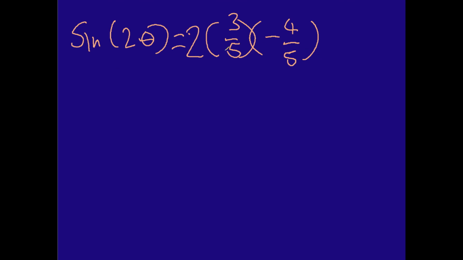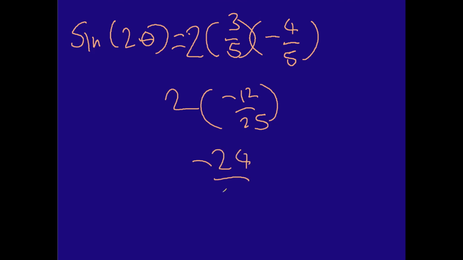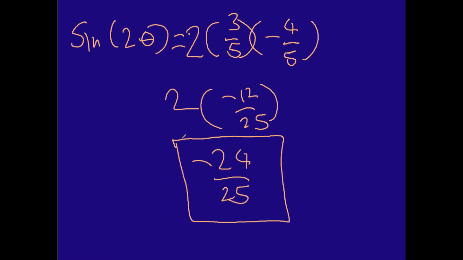I plugged in my sine value and my cosine value. Now it's just basic multiplication. 3 times negative 4 is negative 12, and 5 times 5 is 25, so we have negative 12 over 25. Multiply this by 2, and we end up with the final answer of negative 24 over 25. This is our exact double angle value, and this is the answer for that first one.